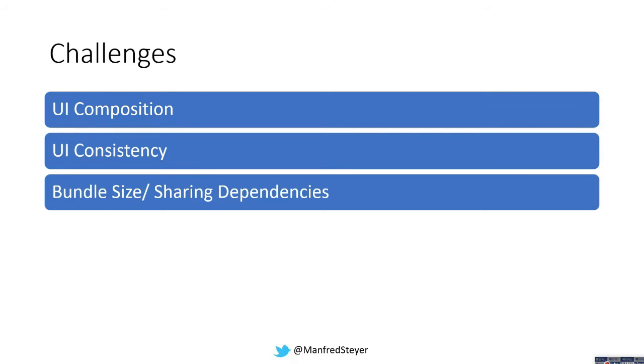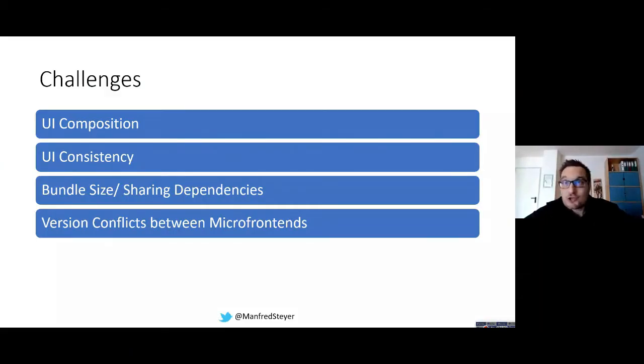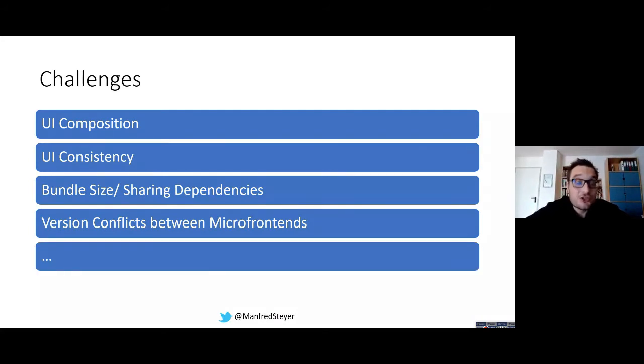Also, bundle size is an issue, because you really want to avoid loading Angular 10 times if you have 10 micro frontends. Somehow you want to share dependencies. And when sharing dependencies, you have to deal with version conflicts. What if one micro frontend has Angular 9 and the other one has Angular 10, and both of them are loaded into the same browser window? Somehow we have to make sure that not all hell breaks loose. And there are some additional challenges, but for the time being, let's stick with those 4. They are enough for us.